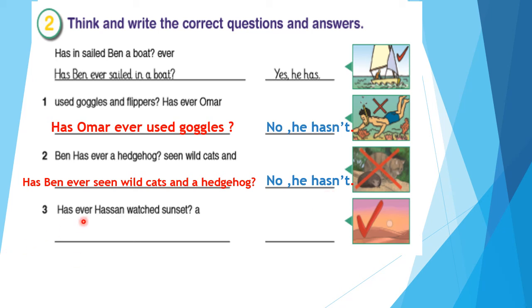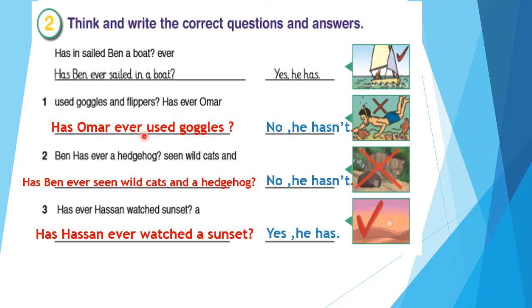The last sentence in this question. Has ever Hassan watched a sunset? Now, form or reorder the question. The correct order is, has Hassan ever watched a sunset? Again, has Hassan ever watched a sunset? Here we have tick. What does it mean tick? We said tick means yes, he has.